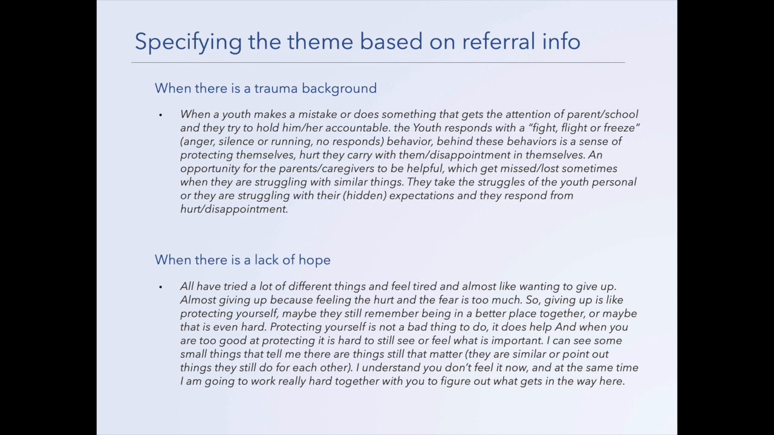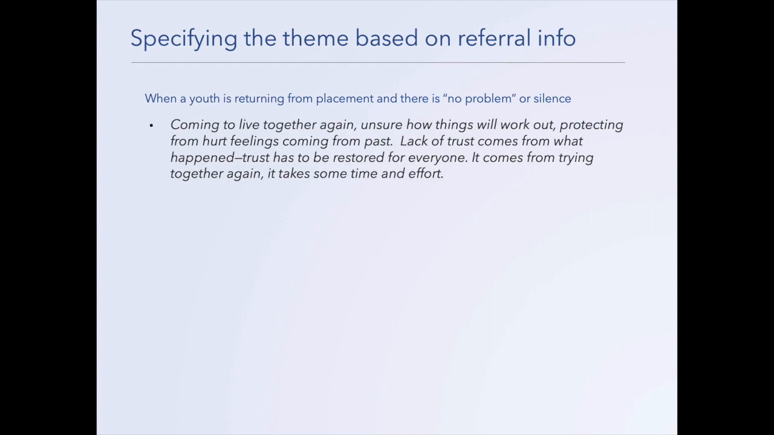It may be when a youth returns from placement and it feels like there's no problem or there's silence. Coming to live together again, you're unsure about how things will work out. Everybody's protecting their hurt feelings and the feelings from the past events. The lack of trust comes from what happened. Trust has to be restored for everybody, and it comes from trying together again.